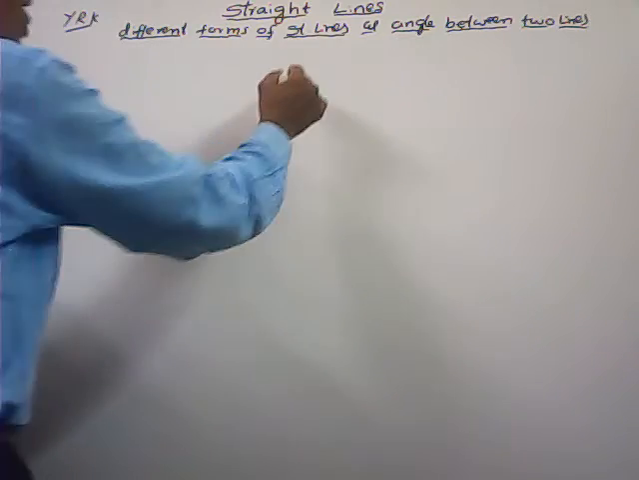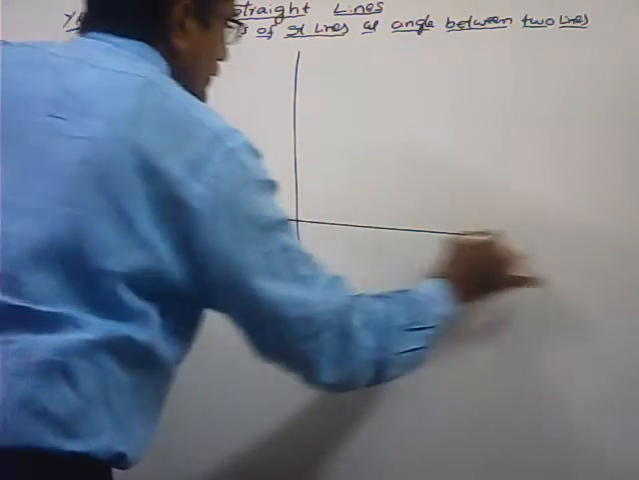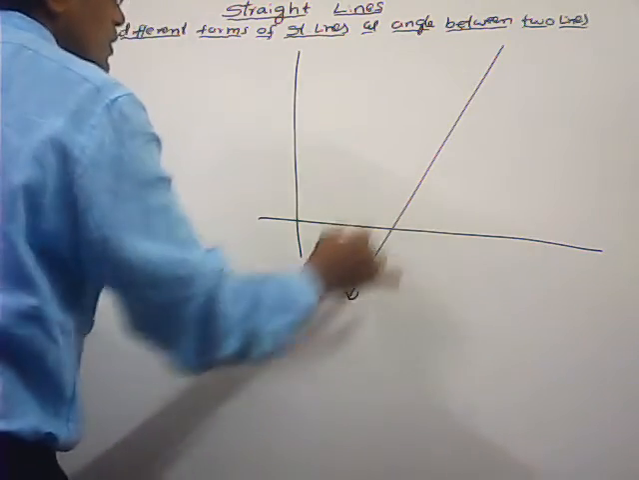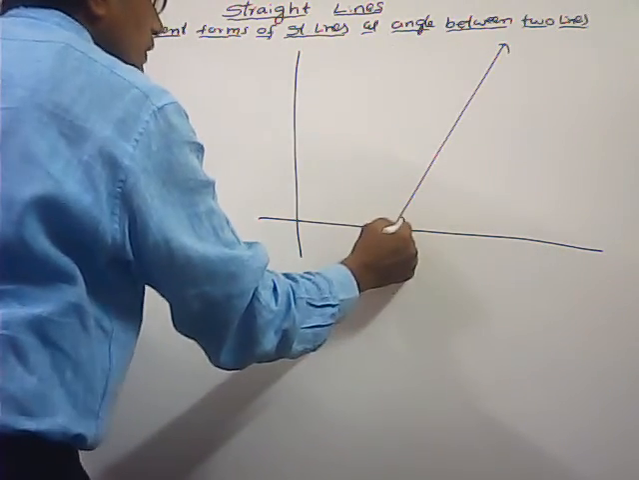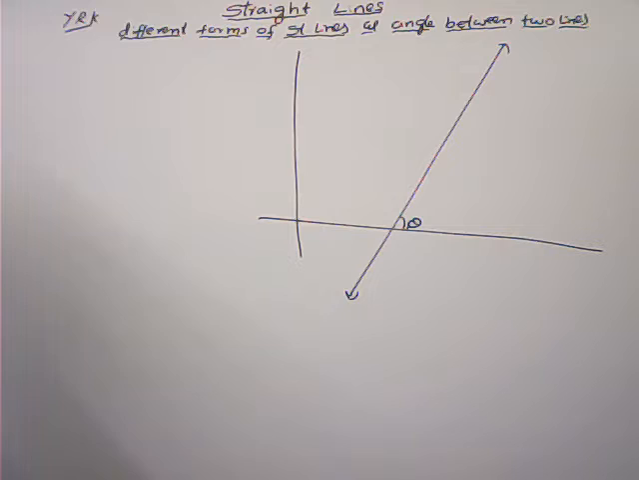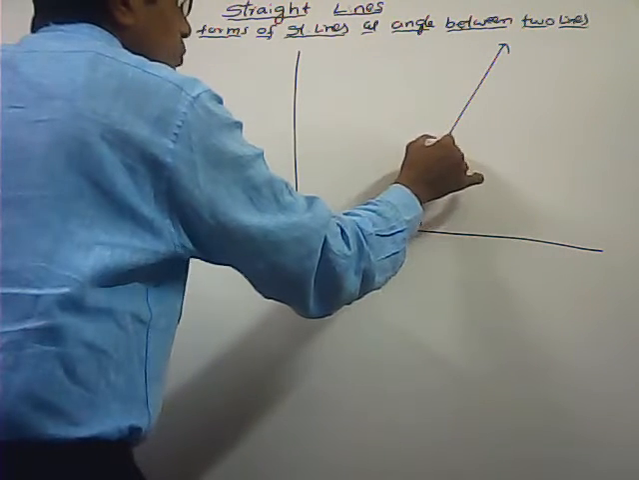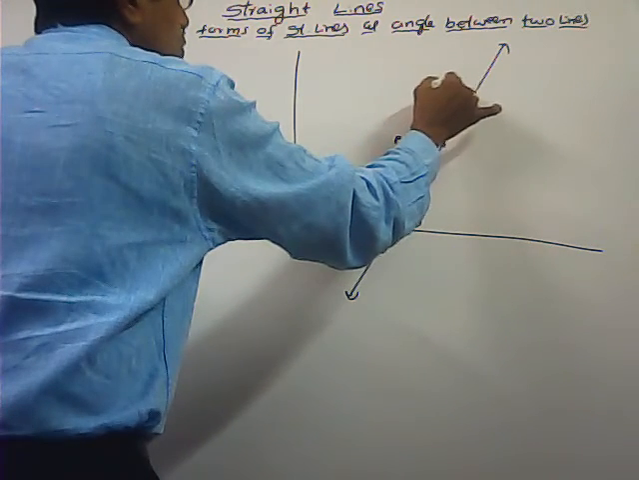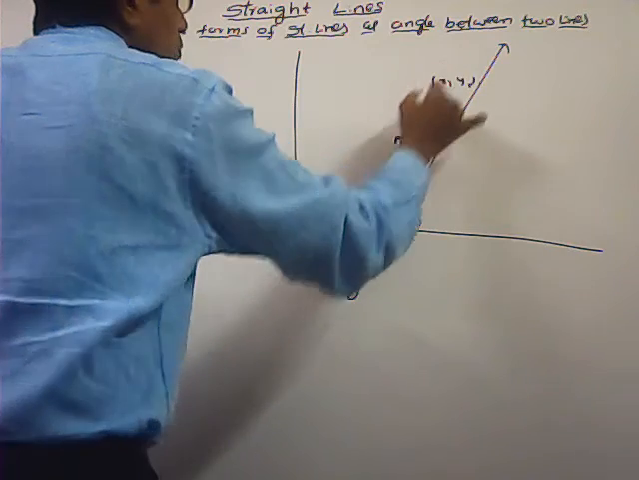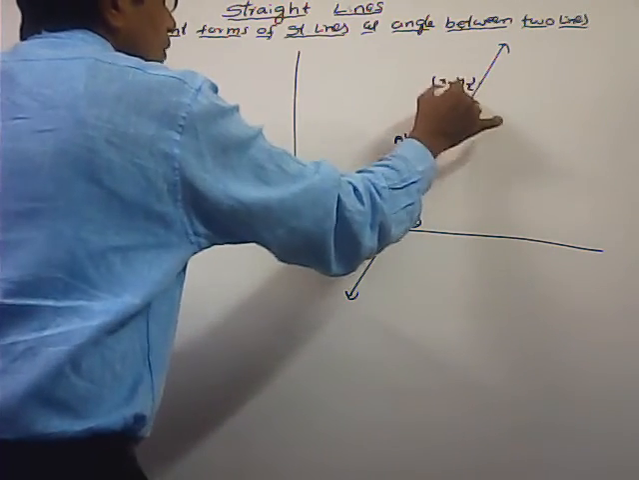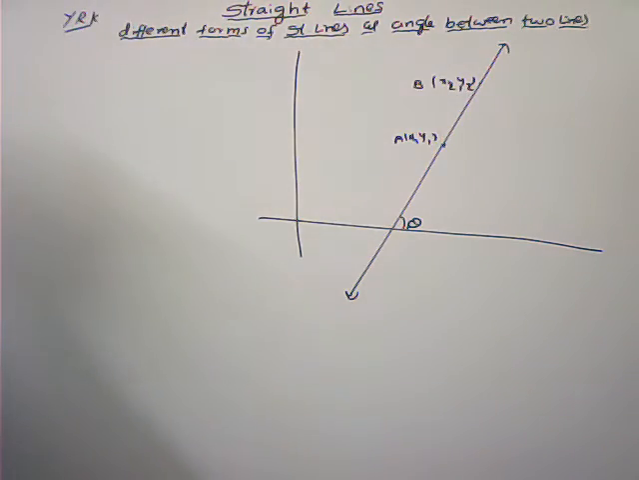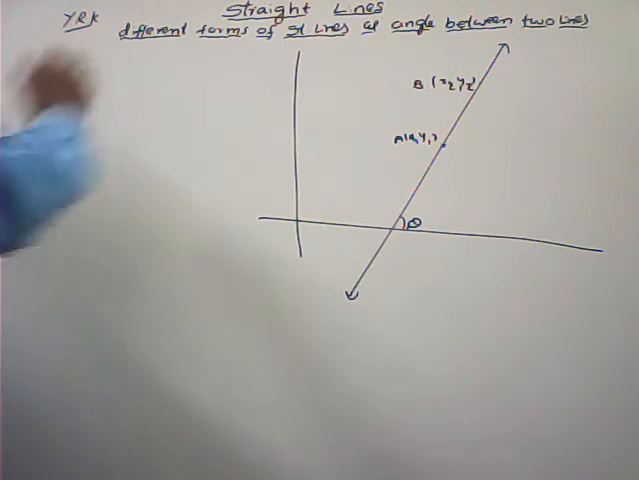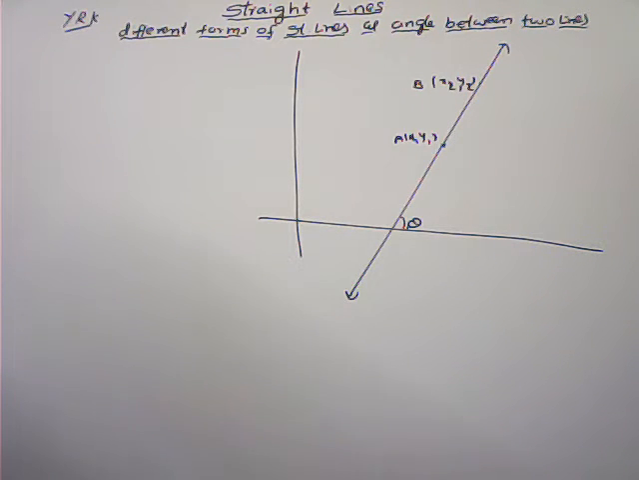Now, how to find the slope of a line passing through 2 points? This line makes some angle theta with the positive direction of x-axis. Here I am taking 2 points, one is x1 y1, another one x2 y2. I am calling them A and B. So I have to find the slope of the line that passes through these 2 points.